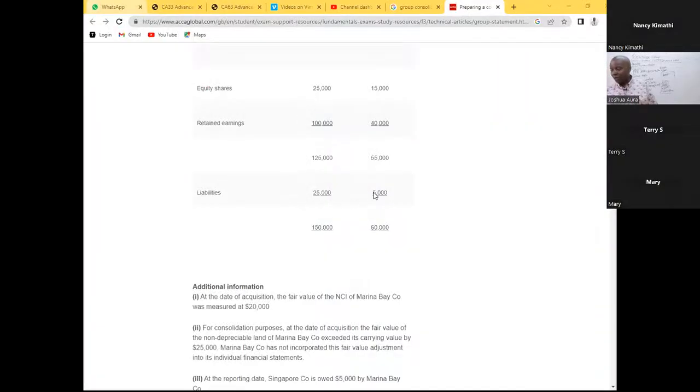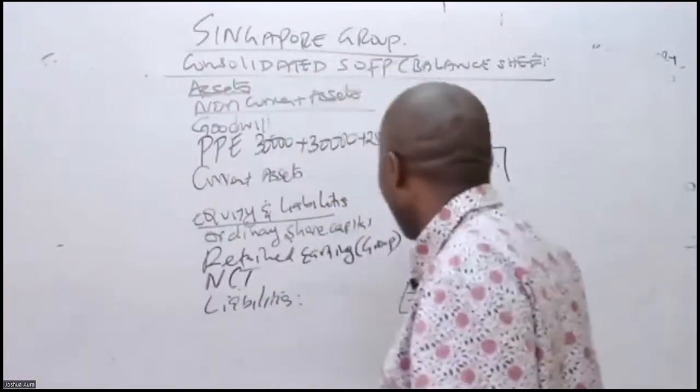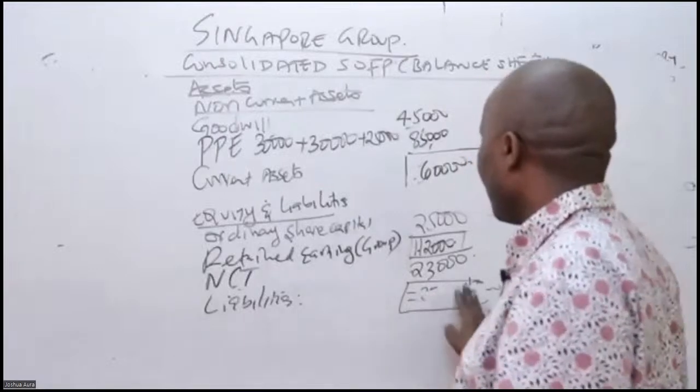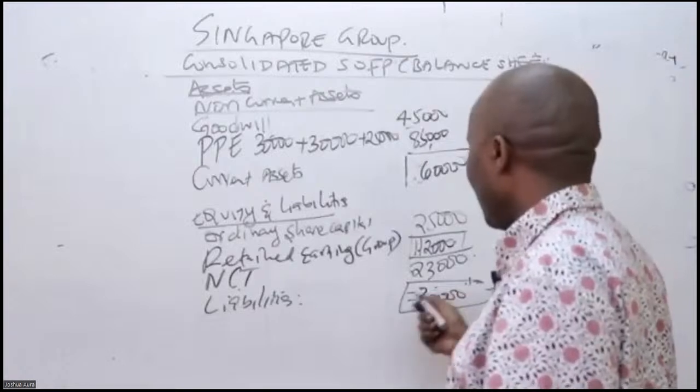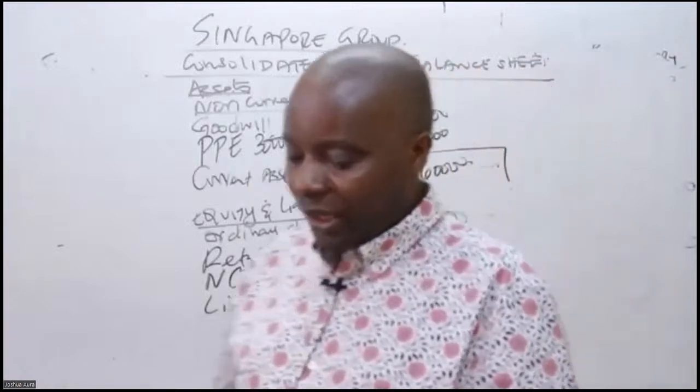25,000 plus 5,000. Great. So we are getting what figure here, somebody? We are getting 30,000 there.